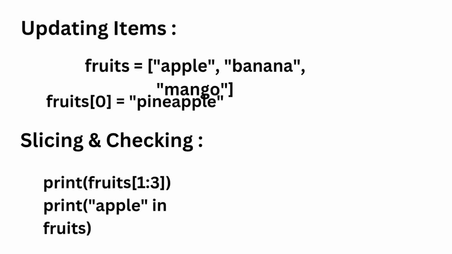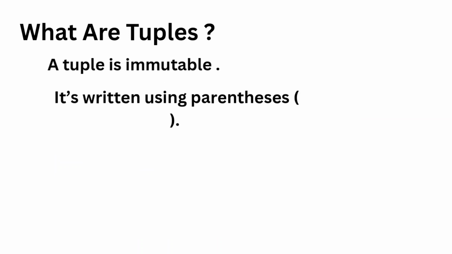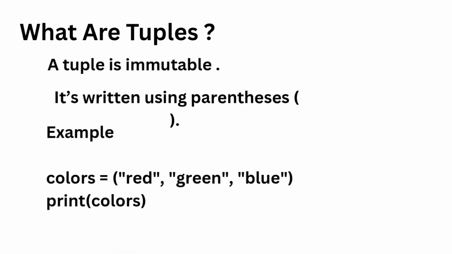Okay, now let's talk about tuples. They look like lists but have one big difference. A tuple is immutable, that means you cannot modify it after creation, and it is written using parentheses. Okay, let's see an example. Here color is a tuple that has red, green and blue separated by commas and placed inside the parentheses. When we print colors, all these three colors will be printed.